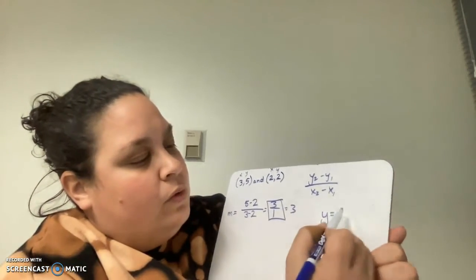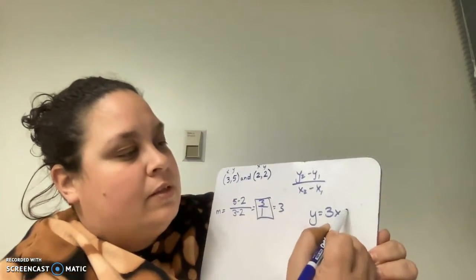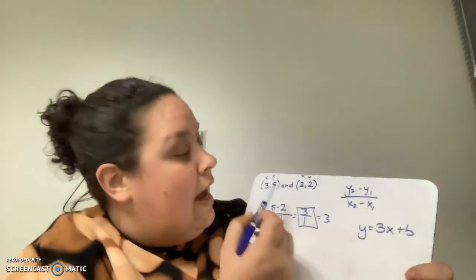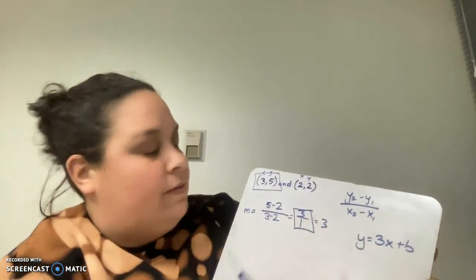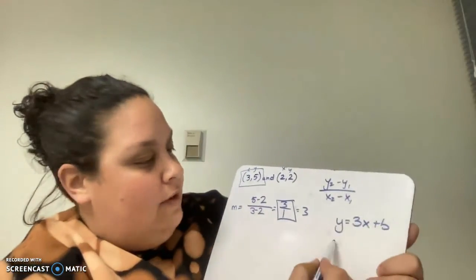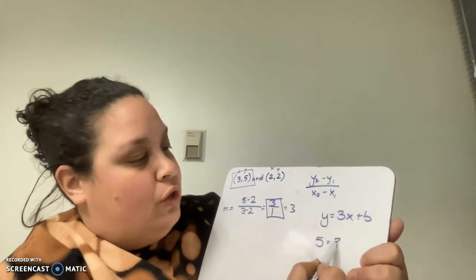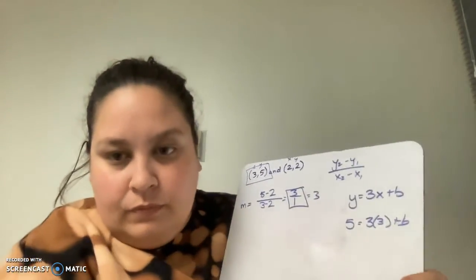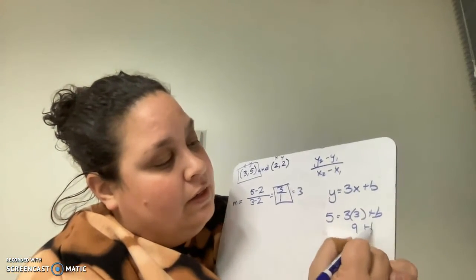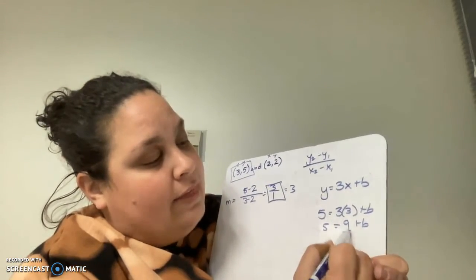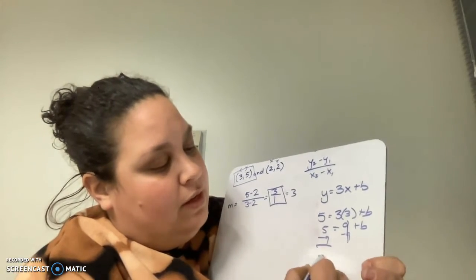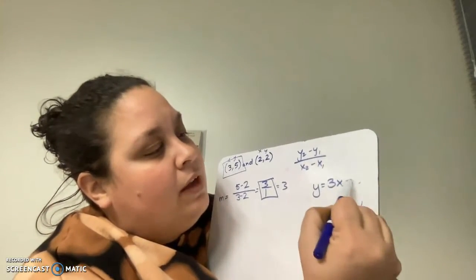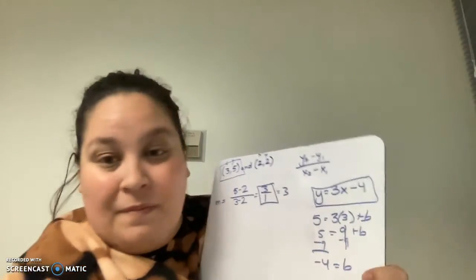So again, y equals 3x plus b. So just like in that last problem, I need that b again. I can take either of these points. So let's use this first point. Again, I'm going to plug my y in first. So 5 equals 3 times 3 plus b. So 3 times 3 is 9. I'm going to go ahead and subtract that 9 from both sides, and that will give me -4. That is b. So again, I can come up here and I can plug in my -4 for b, and I have my answer.